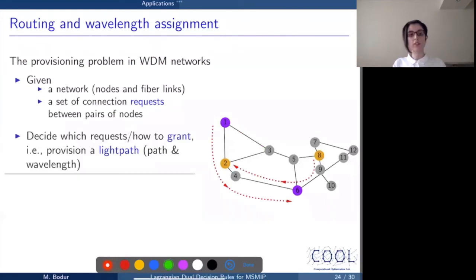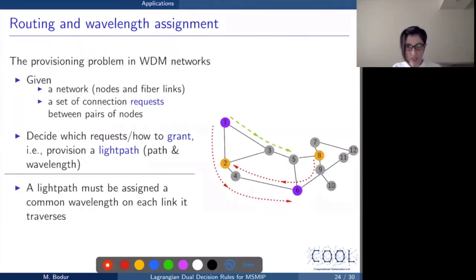Our main goal in this problem is to decide, given this set of connection requests, which ones to accept and how to grant those that we accepted. This concept of granting a request between these pairs of nodes means provisioning a light path, which means we need to assign a path between those nodes, as well as a wavelength, a color, if you will. So for instance, from 1 to 6, we choose this path and we use the wavelength corresponding to color red.